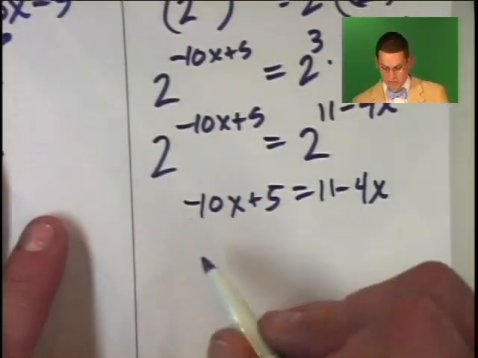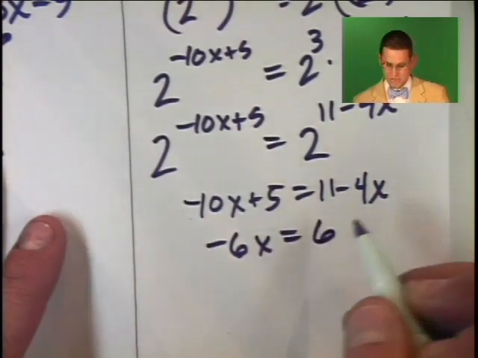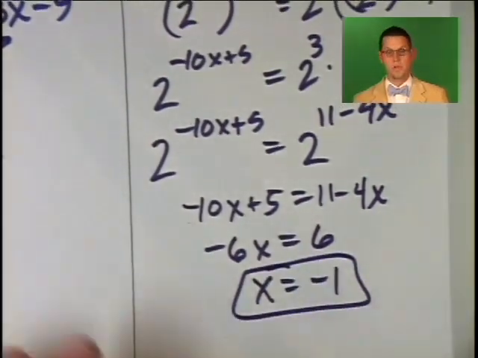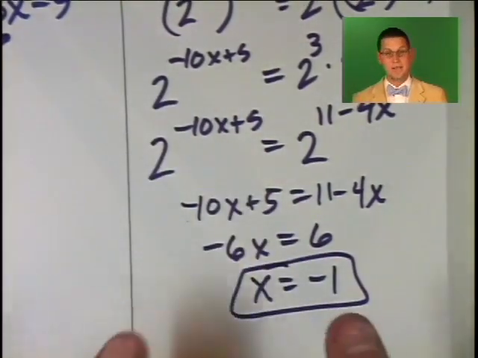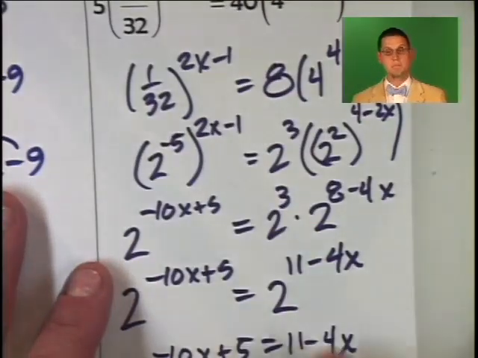If I add 4 to both sides, I get negative 6x. Subtracting 5, I get 6. And then I divide both sides by negative 6, and you get x equals negative 1. And there, in fact, is the solution. You could plug it in and check and verify. Okay? So we were able to get the bases the same.